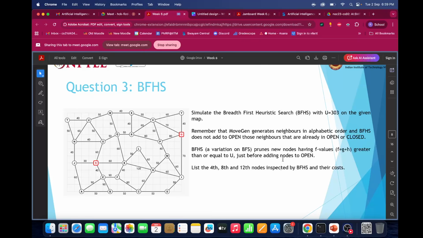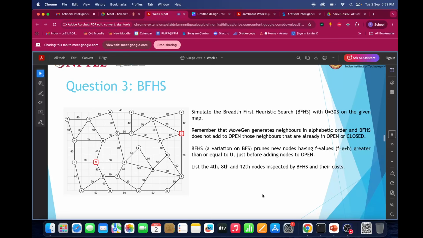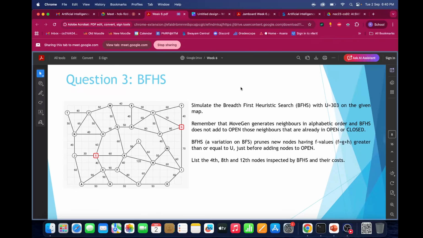Okay, that is the difference between breadth first and breadth first heuristic search. So this is breadth first combined with heuristic search, and we have to apply breadth first heuristic search to the same graph and list the 4th, 8th and 12th nodes that will be inspected by BFHS, and we also have to report their costs.